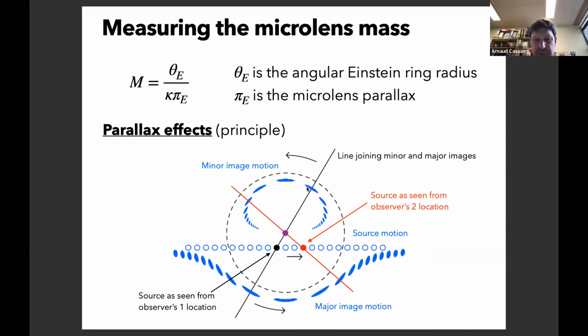But if you observe from another point of view, which is the principle of parallax, for example from space or another point on Earth, or you wait for some time, then you would see the source there. If you put the lens at a given place and change observer, the source will appear somewhere else, so you will see a different combination of the two images. This gives you information about the geometry, which means information about the value of the Einstein radius, because this separation also depends on the actual size in milliarcseconds of the Einstein radius. So if you measure the event from two points of view, you will measure some parallax that will give you important information on the mass.